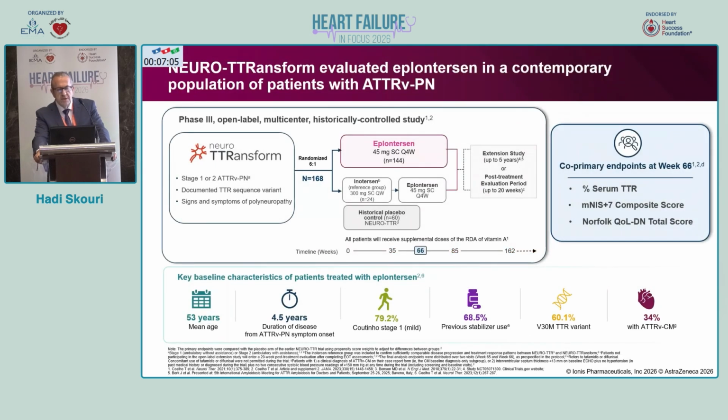I want to concentrate on the NEURO-TTRansform study, which evaluated eplontersen in this population of hereditary ATTR polyneuropathy. It's called the NEURO-TTRansform. It included stage 1 and stage 2 polyneuropathy, meaning they are either ambulatory without assistance or ambulatory with assistance, documented TTR sequence variant, and signs and symptoms of polyneuropathy.